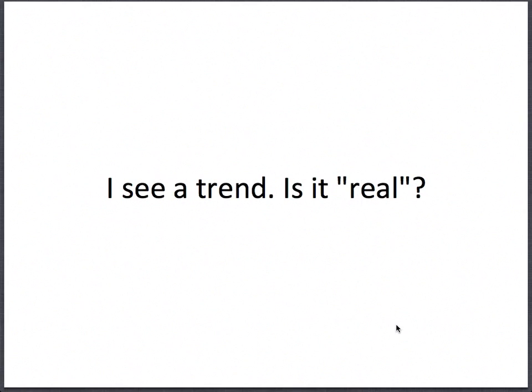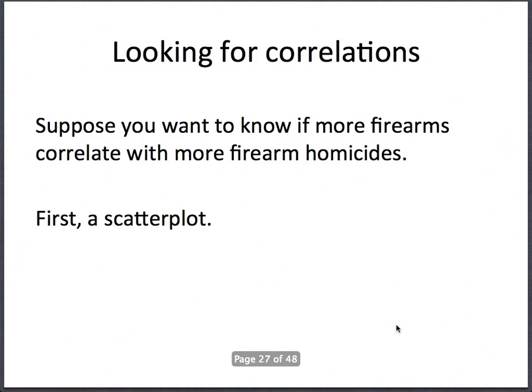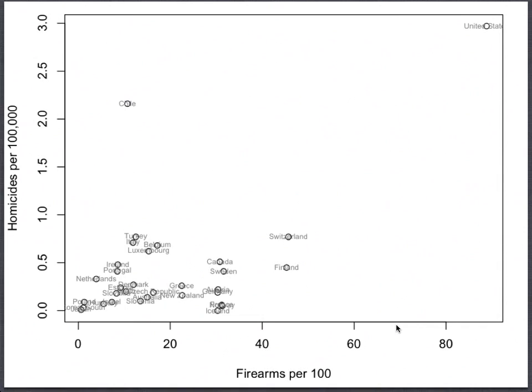So here's a basic question when you look at data analysis. I see a trend. Is it real? Normally, how you look for trends is you look at a scatter plot. So this is a story that I actually worked on because of all the gun violence stuff recently. Trying to look at, do more firearms correlate with more firearm homicides? So I took all of the data for all these different countries. This is just developed countries, because actually, in different parts of the world this pattern looks different.